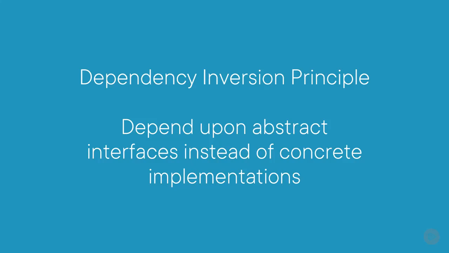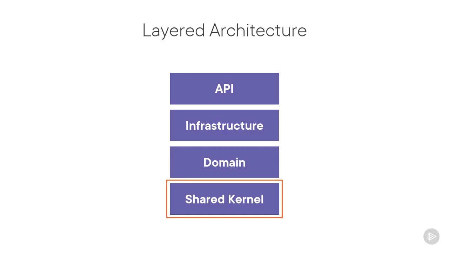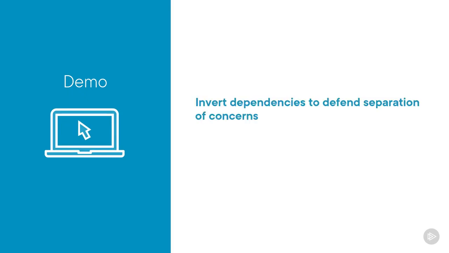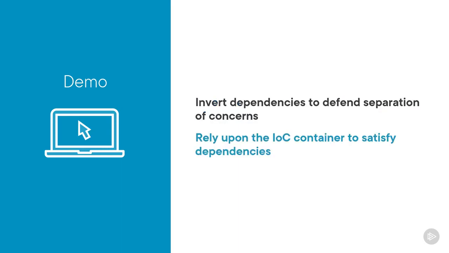And so Carlos applies the dependency inversion principle. Dependency inversion is the practice of depending upon an abstract interface rather than a concrete implementation. He adds a shared kernel project at the bottom of the stack. This project contains base classes and interfaces. The domain layer can call those abstractions, and the infrastructure layer can implement them. This new layer lets him follow a couple of additional best practices. Invert dependencies to defend separation of concerns, and rely upon the IoC container to satisfy those dependencies.